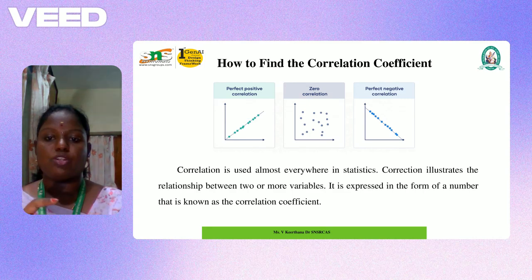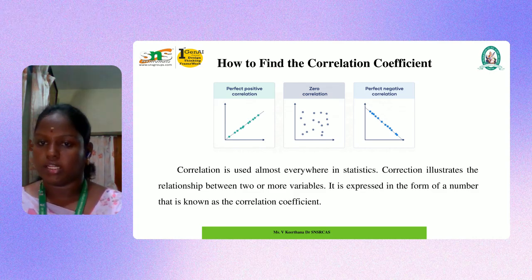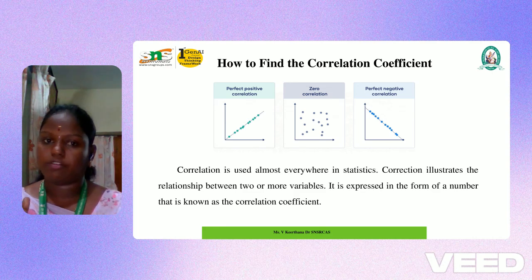So next is based on linearity. The third criterion has two types: linear correlation and non-linear correlation. In linear correlation, there will be a proportional relationship, that is, a change in one variable is proportional to the change in another. So here the relationship will be a straight line, because if one variable changes, the other will also change proportionally.